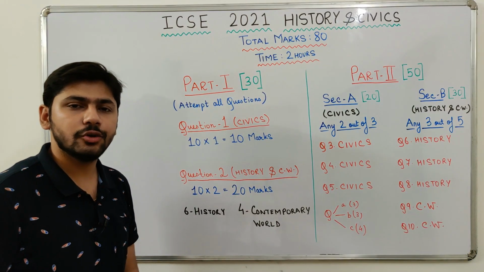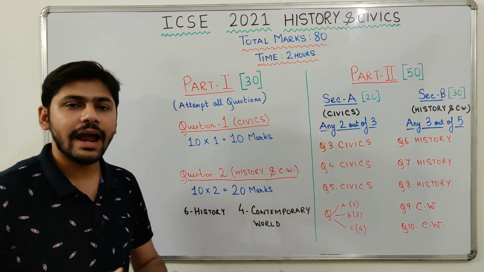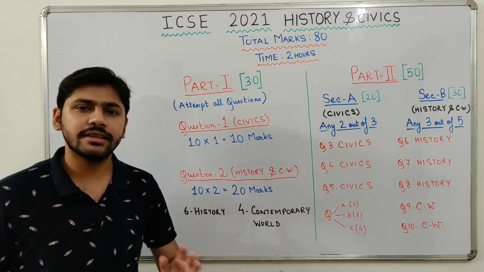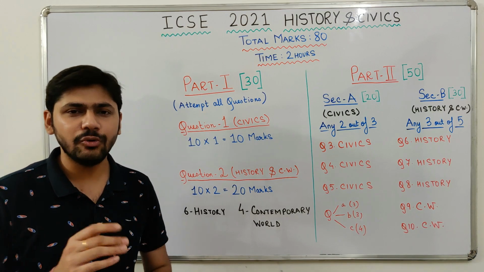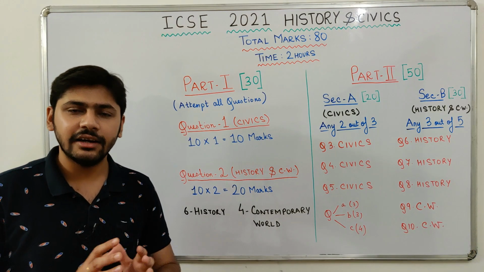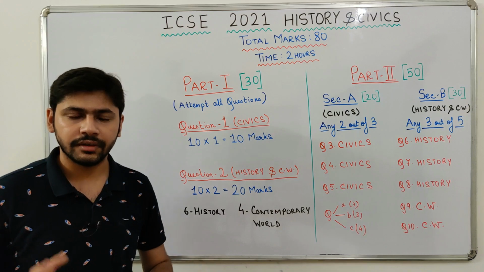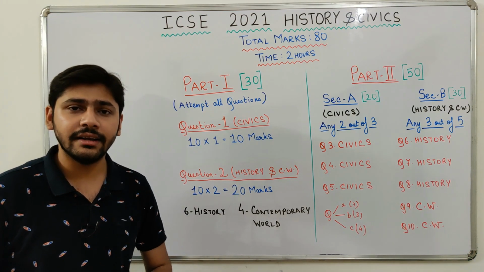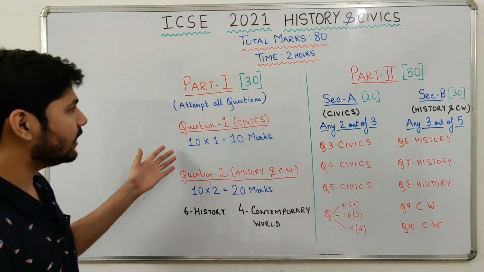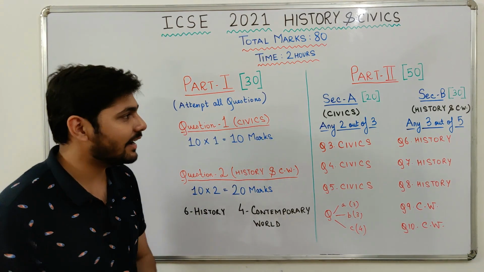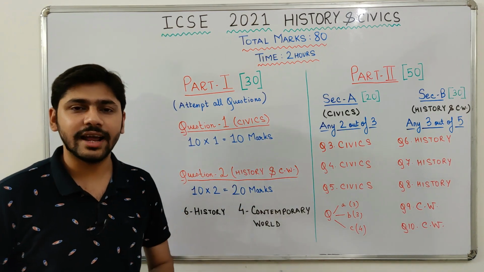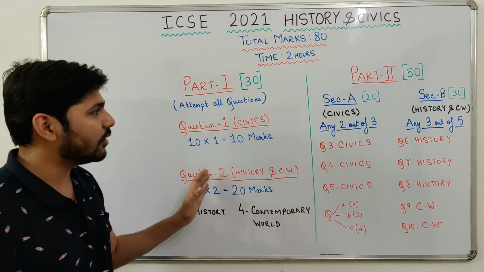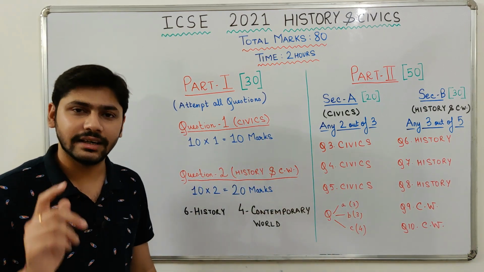Moving on to tips using which you can maximize your score and prepare for History and Civics. First, let's discuss a few tips that you can follow while writing the examination to maximize your score. I have already told you that the question paper of History and Civics will be divided in 2 parts. Part 1, for short question and answers, and part 2 for long question and answers. How you should answer the questions in part 1 and part 2, that is your first tip.